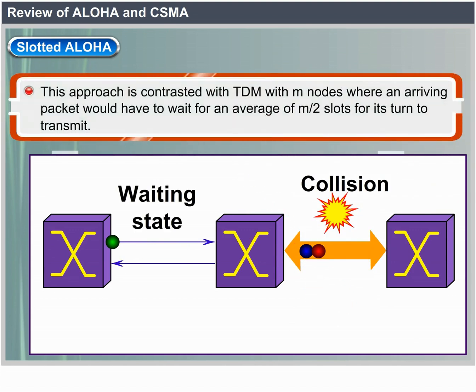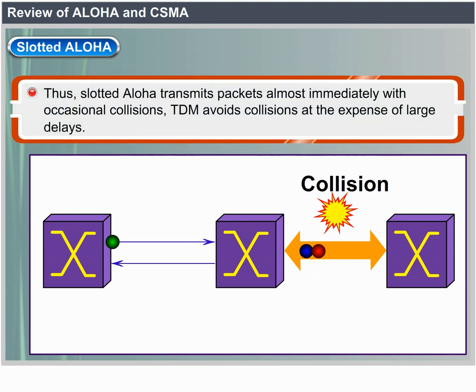This approach should be contrasted with TDM, in which, with M nodes, an arriving packet would have to wait for an average of M/2 slots for its turn to transmit. Thus, slotted Aloha transmits packets almost immediately with occasional collisions, as TDM avoids collisions at the expense of large delays.